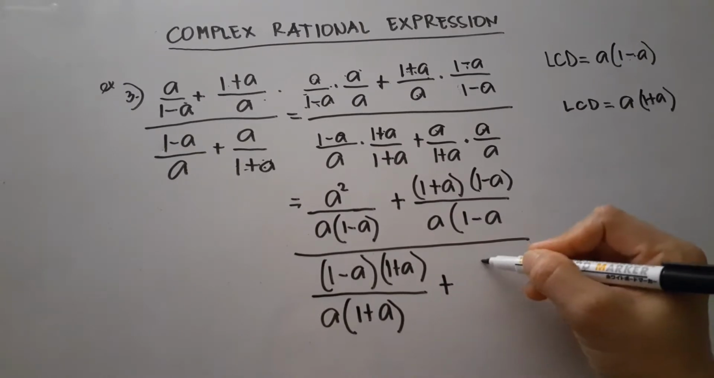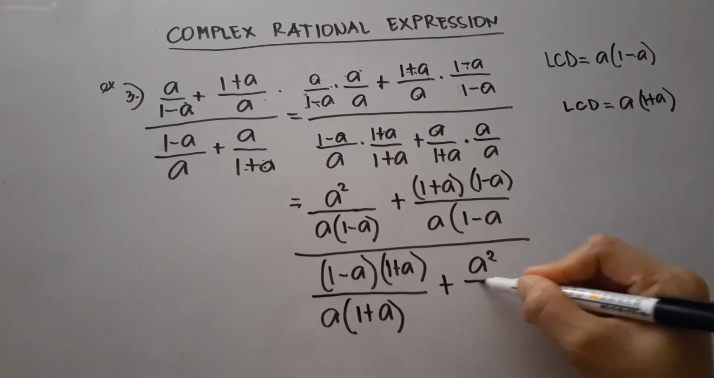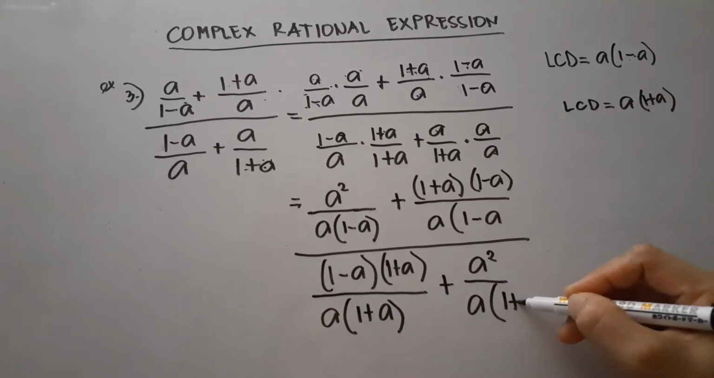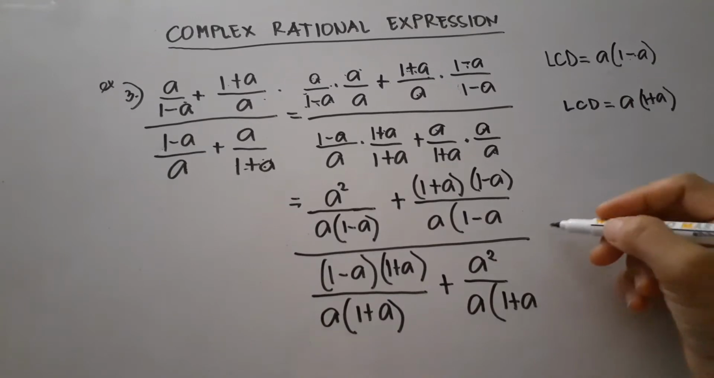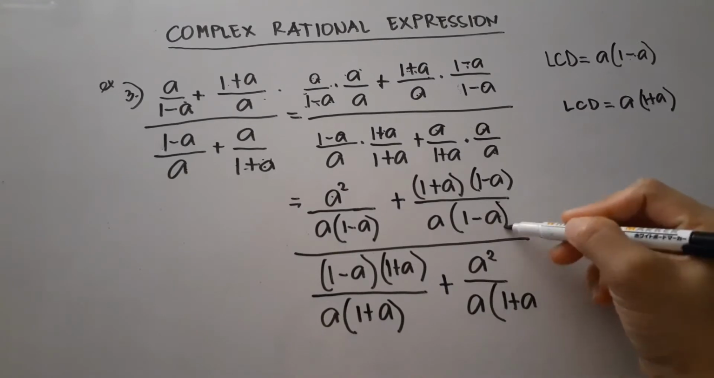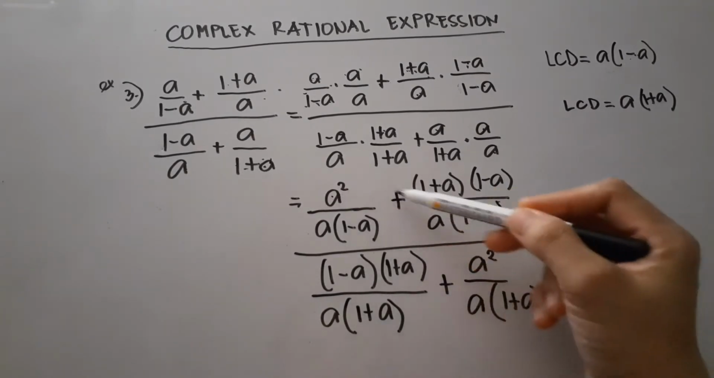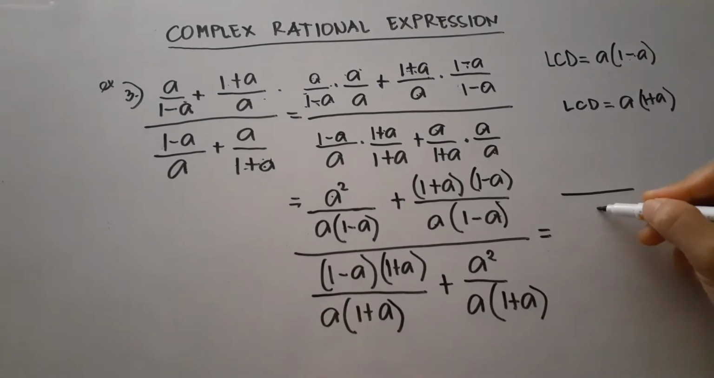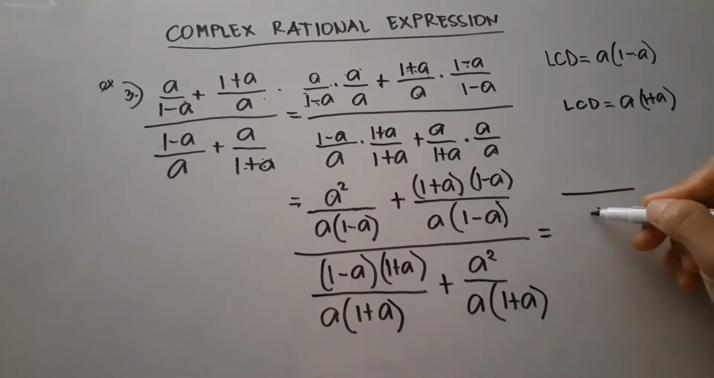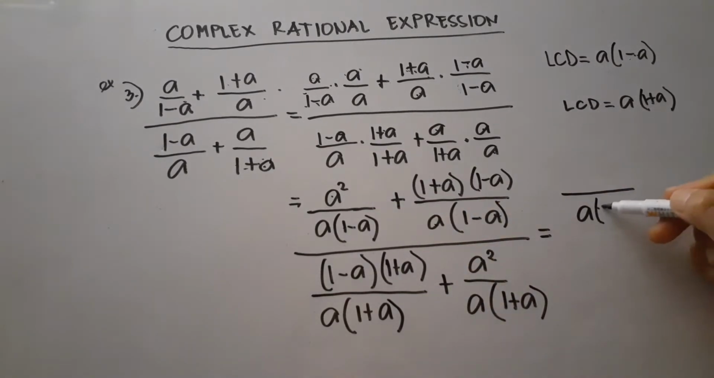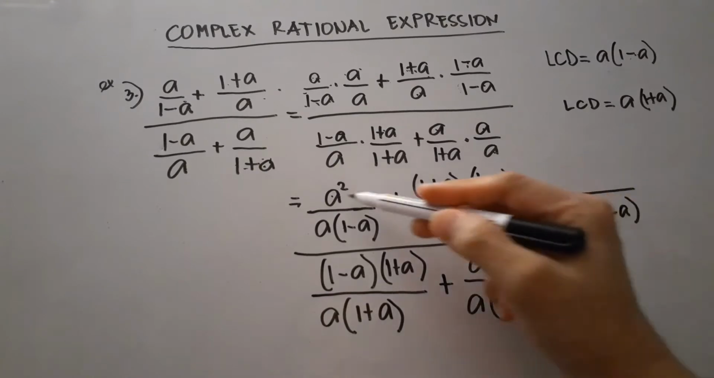and then in the second fraction we have a squared over a 1 positive a. You can use the parentheses here, don't forget. And then when we simplify this one in division, we can flip it up to the reciprocal. So in the denominator we can have a quantity 1 negative a, and then a squared.